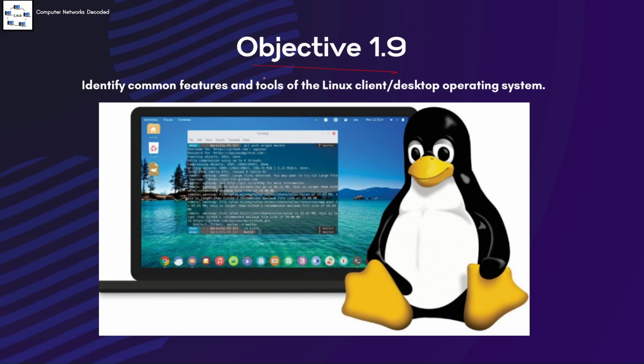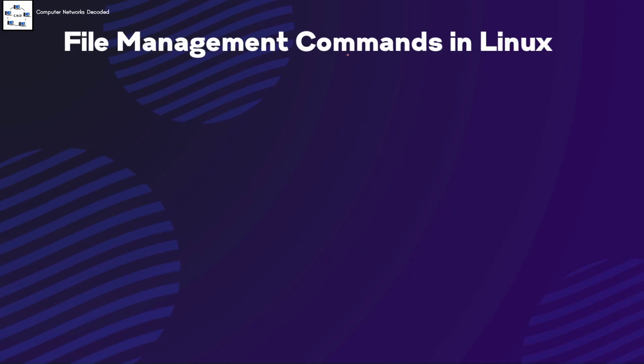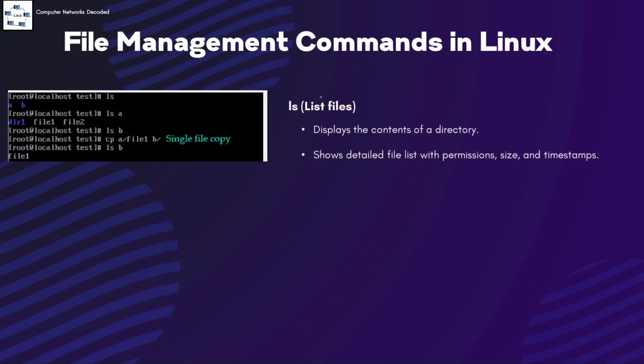Objective 1.9: identify common features and tools of the Linux client desktop operating system. So some file management commands in Linux, and the first one is ls that is used for listing files. So it displays the content of a directory and shows a detailed file list with permissions, size, and timestamps, such as this one.